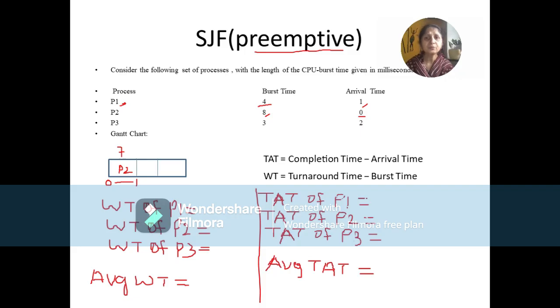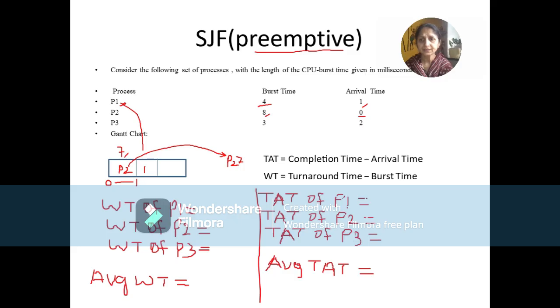4. So which job is the shortest? P2 with 7 or P1 with 4? P1 with 4 is the shortest compared to 7. So P2 will be sent out of the CPU. P2 is sent out of the CPU. So it goes to the ready queue and the remaining burst time of P2 is 7. P1 gets the chance to get inside the CPU. So P1 gets inside the CPU.